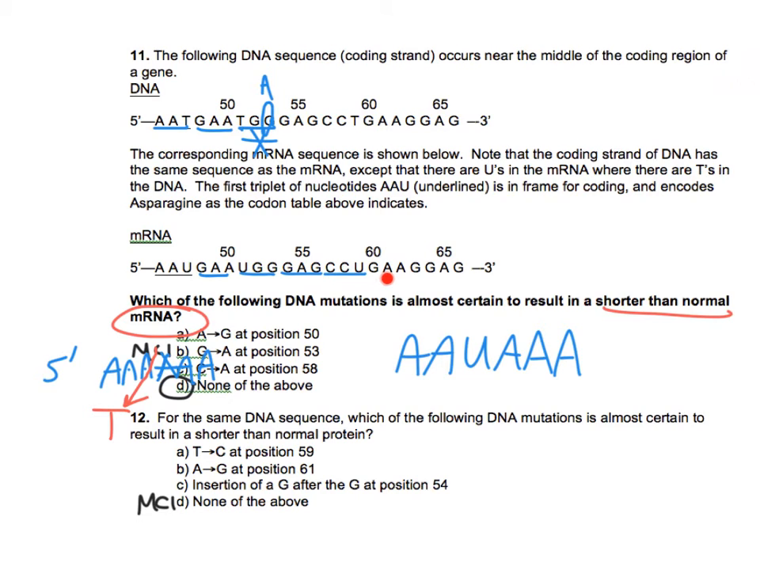So what about insertion of a G after the G at position 54? If we stick a G in there, then in a different color we've got GGA as a codon, GCC, and then UGA, the stop codon. So the right answer there was C.